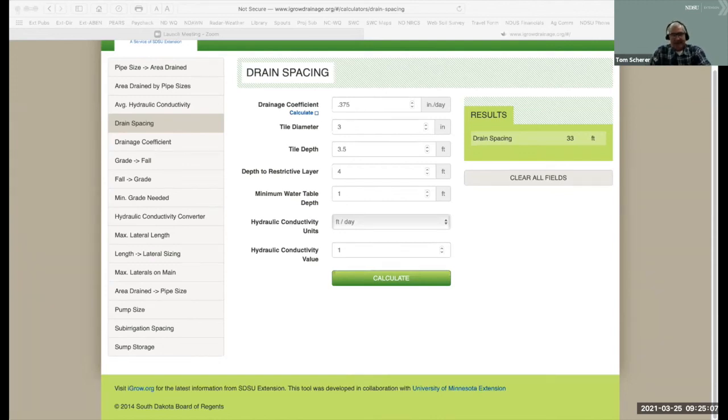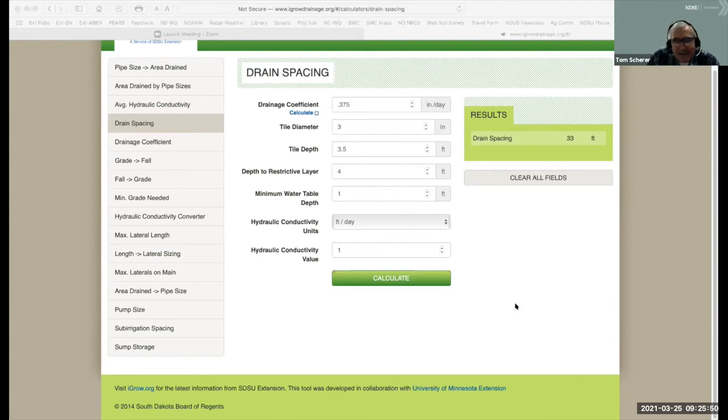So to finish this up, tile sizing. We use an equation called Manning's. I put the formula up here because you can calculate the flow rate in tile, the maximum flow rate, using this formula. I wanted to point out that n here is a roughness factor. And this is the diameter of the tile, inside diameter, of course, divided by 12 to convert it to feet. And this will calculate the flow rate in cubic feet per second.